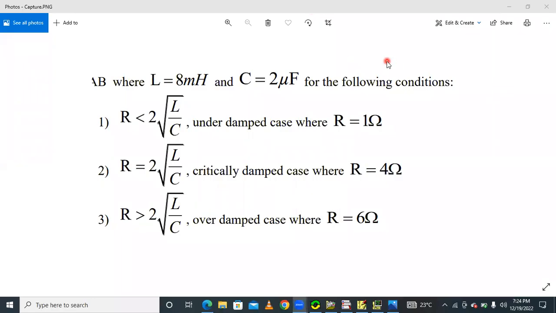Frequency domain analysis of a series RLC circuit for an underdamped system, critically damped system, and overdamped system. By taking the values of inductance L equal to 8 millihenry and C equal to 2 microfarads, and fixing these values, we change the resistance. A resistance of 1 ohm is called an underdamped system.